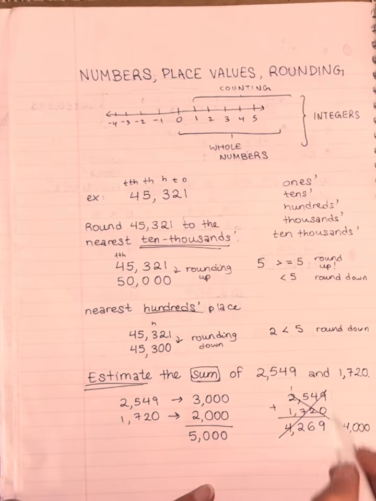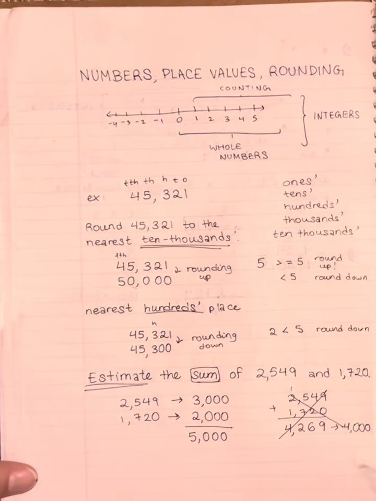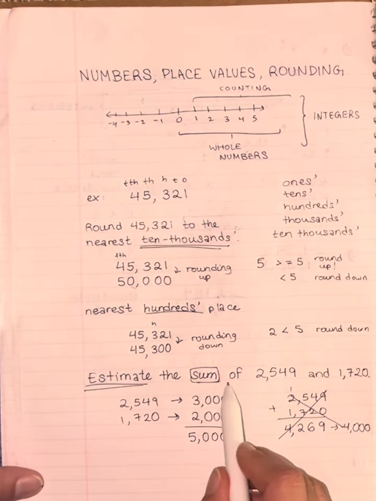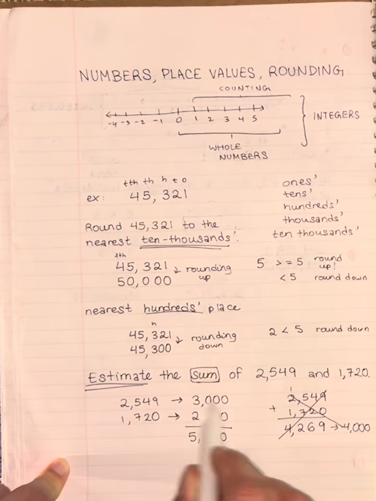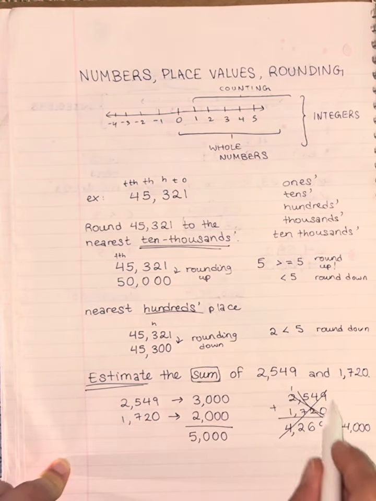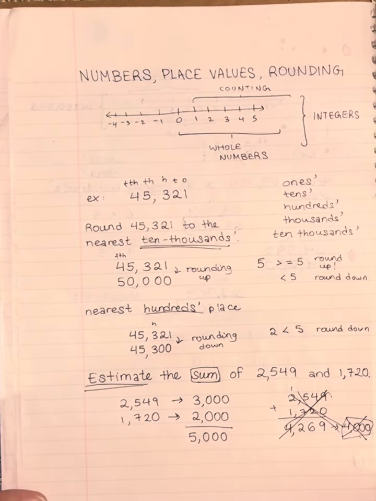You are essentially solving the entire problem, and then you are rounding the sum. That's not what the question is asking. The question wants you to estimate the sum, meaning even before adding regularly, you will round each addend. Do not do this. It will also give you the wrong answer. See, 4,000 does not match our correct answer of 5,000.